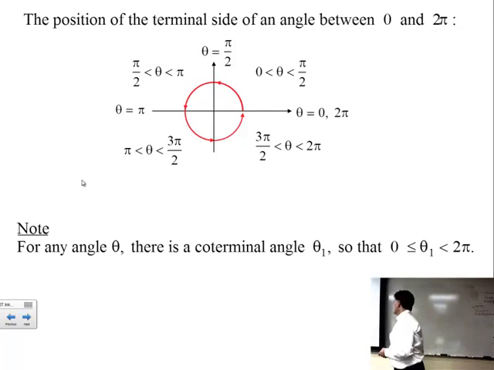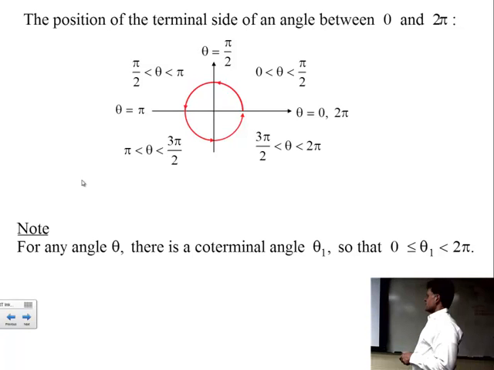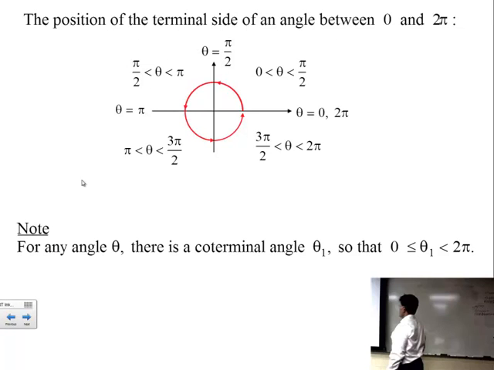So, for any angle theta, there is an angle theta 1 that's coterminal with it that's in this range. So, this range, 0 to 2 pi, will include 0, but we exclude 2 pi.